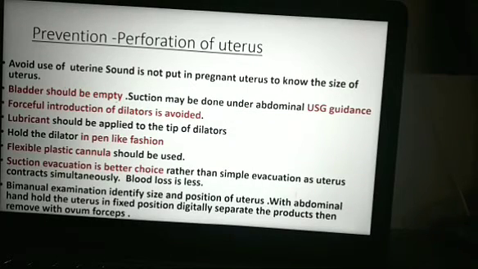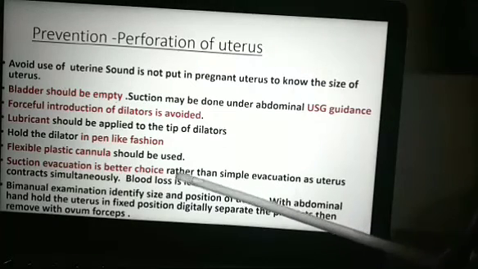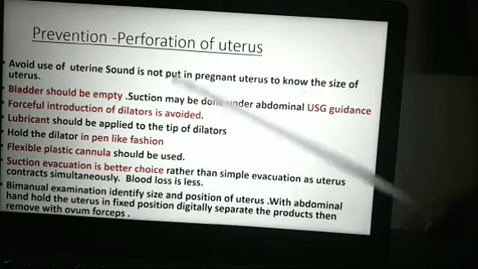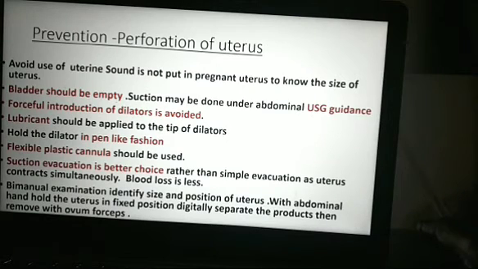How do you prevent the perforation? Bladder should be empty. Forceful dilatation is avoided. Lubricant can be applied to the dilators. Hold the dilator in the pen-like fashion. We have learned this thing. And suction evacuation is preferred over the simple evacuation.